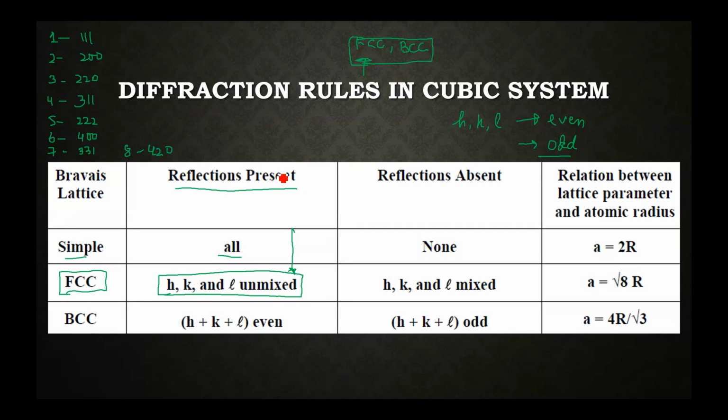Okay. So I was saying that HKL unmixed means that either all the three indices are even or all the three indices are odd. Every peak should satisfy this criteria if the material is FCC.